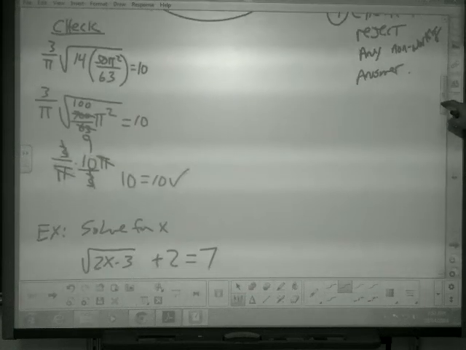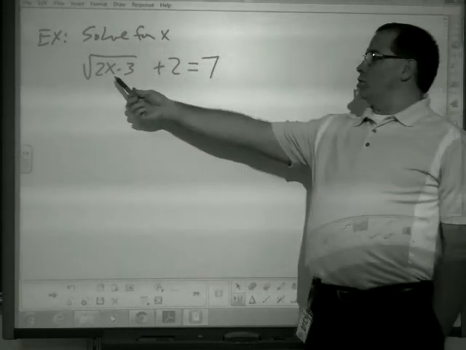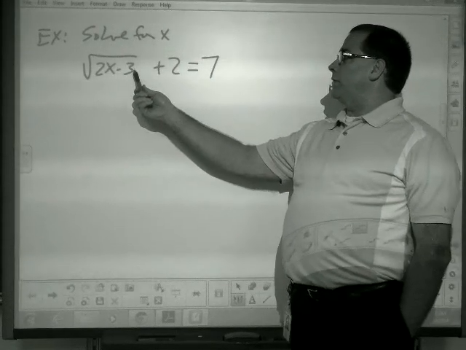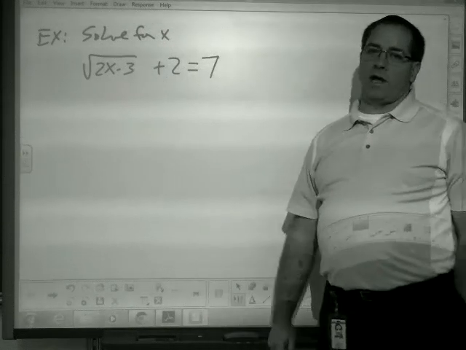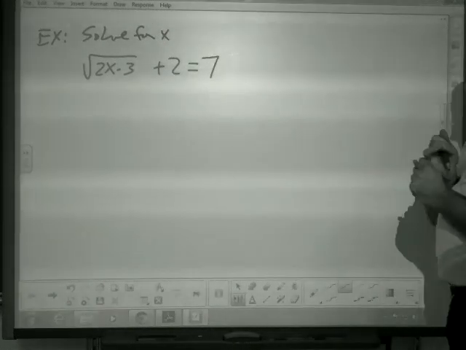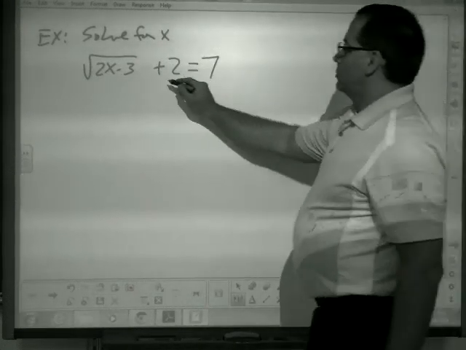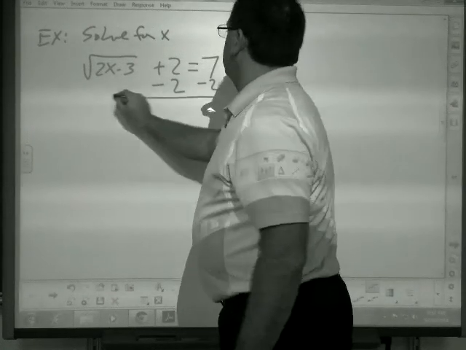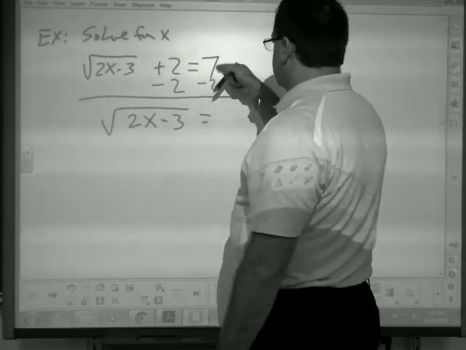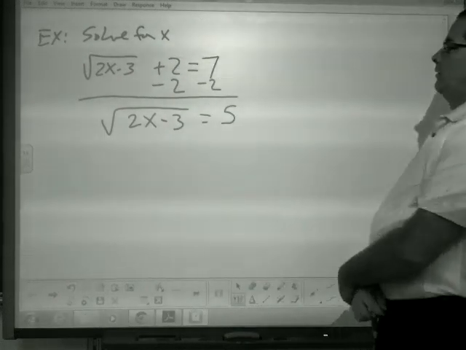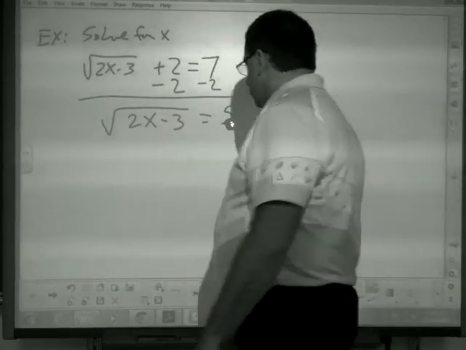Let's take a look at a more traditional looking problem. Solve for x. We have square root of 2x minus 3 plus 2 equals 7. Notice the plus 2 is not under the radical. So step 1, isolate. Get this radical all by itself. So I'm going to take away 2, take away 2. The square root of 2x minus 3 equals 7, take away 2 is 5. Step 2, square both sides.